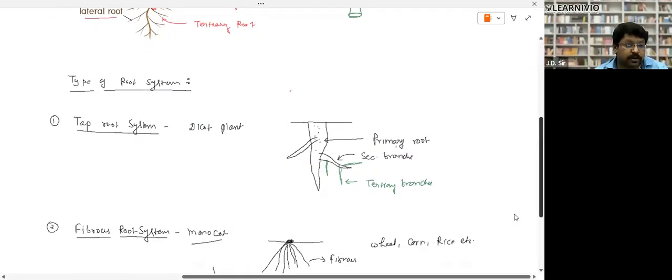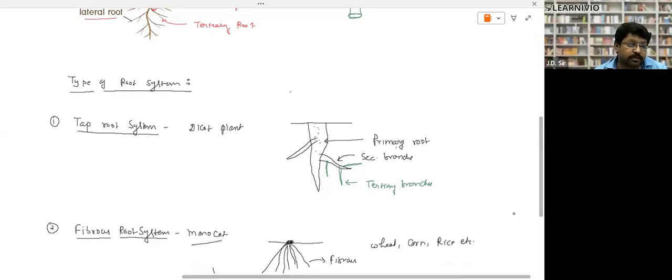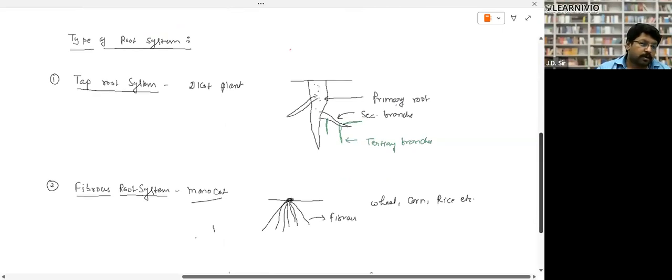So look, the types of root system, right? First comes the root system. In the types of root system, there is a tap root system and a fibrous root system. So there are two kinds of root system. In the tap root system, there is a primary root, there are secondary roots, and from the secondary roots tertiary roots come, right? This is found basically in dicot plants.